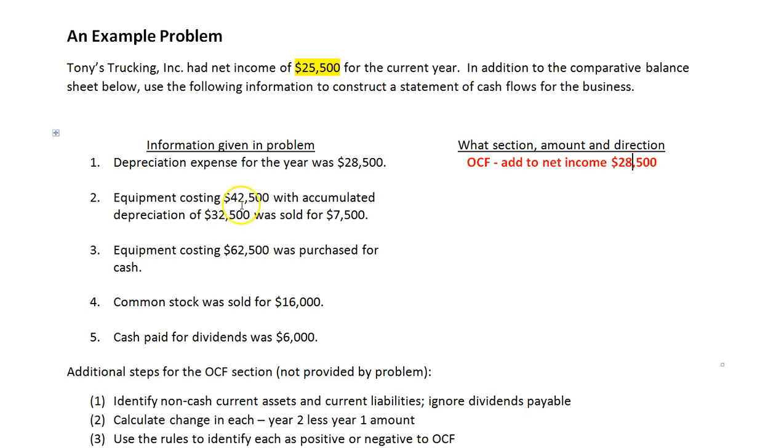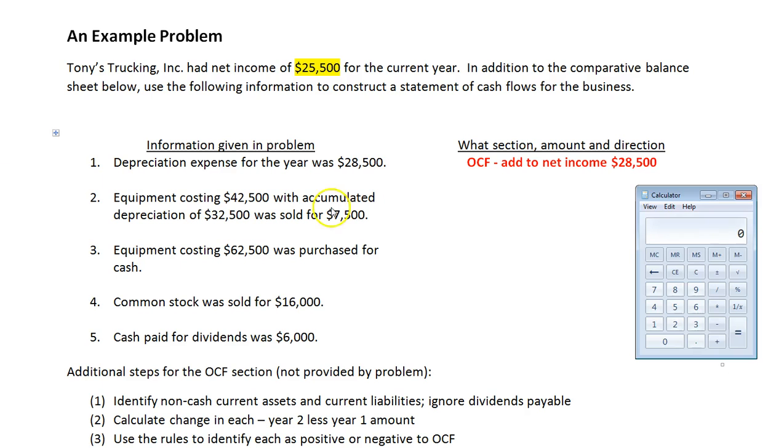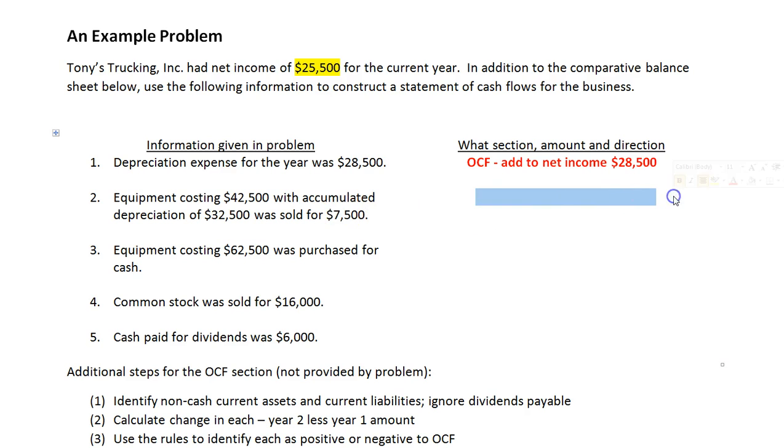Equipment costing $42,500 with accumulated depreciation of $32,500 was sold for $7,500. Let's get a calculator. 42,500 minus 32,500 equals 10,000. So its book value is 10,000. We sold it for 7,500. That means we sold it at a loss, right? 2,500. So we should have a loss of 2,500.